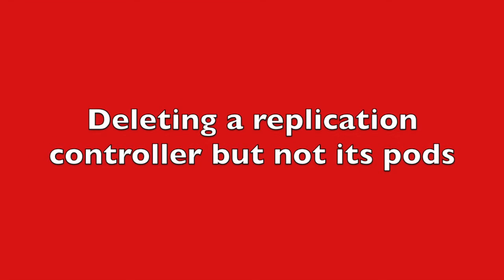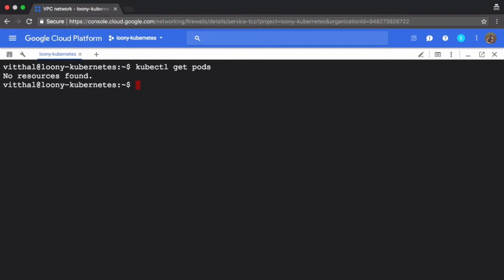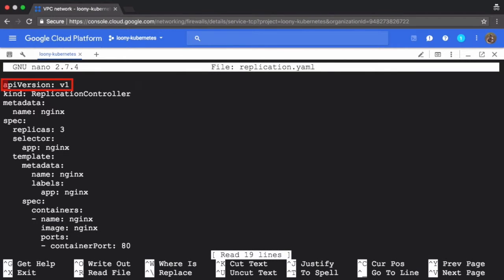The point of this demo is to show how it's possible to delete a replication controller while leaving its pods untouched. In order for this demo to work, we've got to recreate the same replication controller that we just zapped a moment ago. So let's open up the same YAML file.